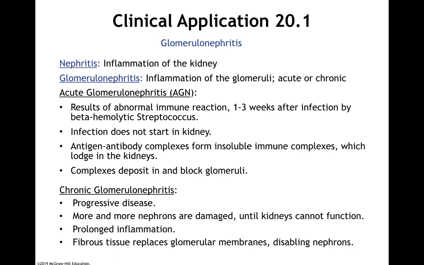Chronic glomerulonephritis is a more progressive disease. More and more nephrons are damaged until the kidney can't function. It's a prolonged inflammation, and it turns out that fibrous tissue is going to replace the glomerular membranes, and fibrous tissue can't do what glomerular membranes do.